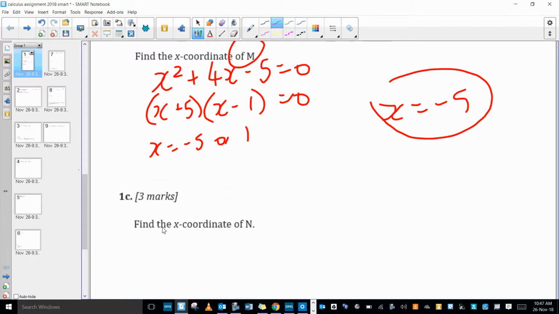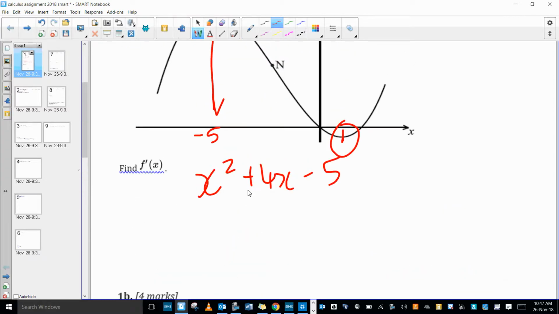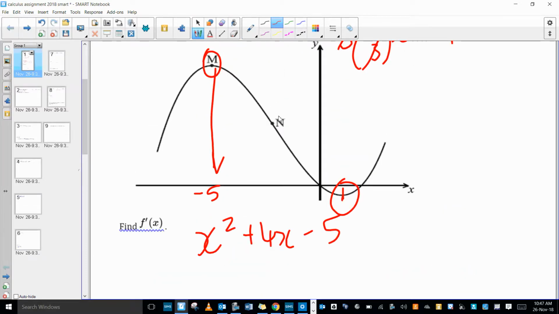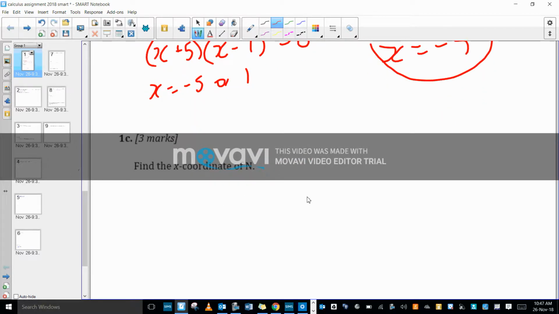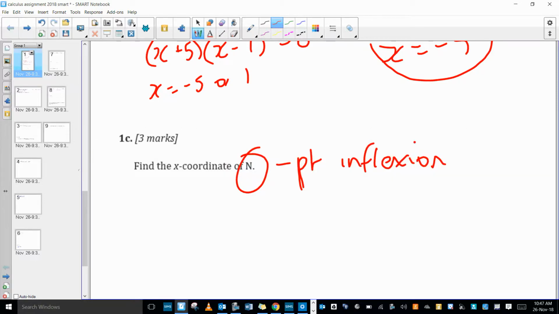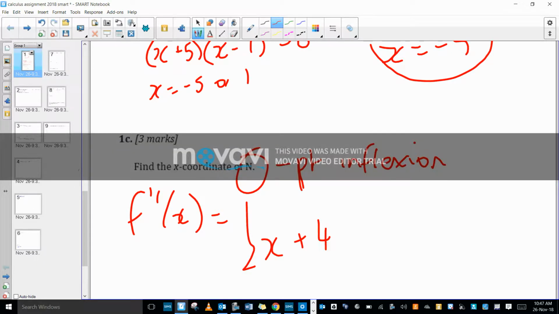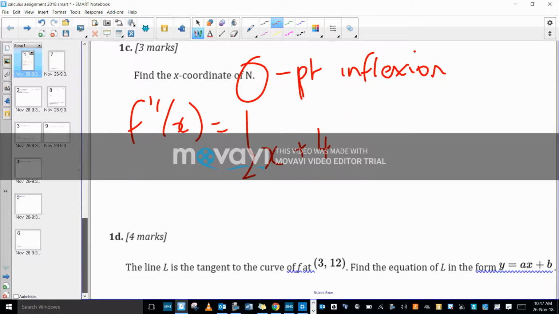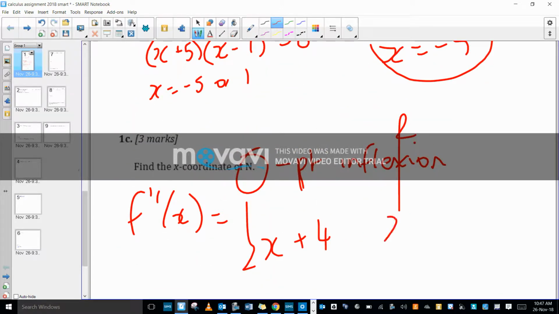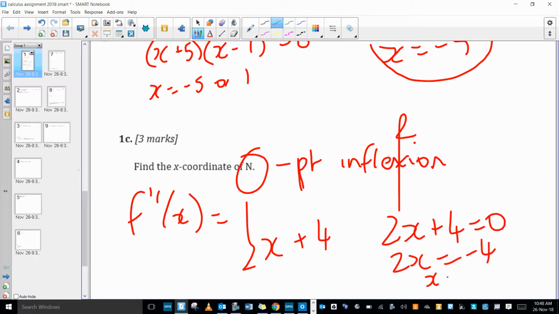Find the x coordinate of N. Okay, so going back to the diagram, N is actually in between, so this is a point of inflection. And they occur when the second derivative is equal to 0. So we're going to find the second derivative, so f double dash x. So that would be 2x plus 4. And so 2x plus 4 equals 0. 2x equals negative 4. x equals negative 2. So the x coordinate of that would be negative 2.